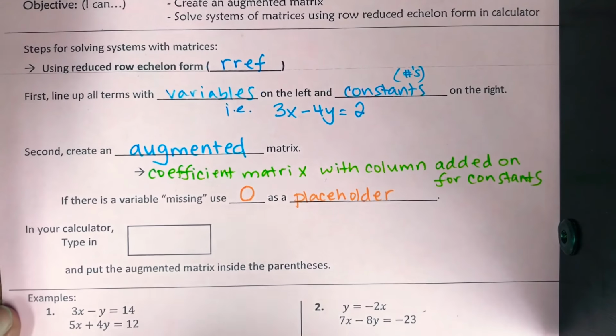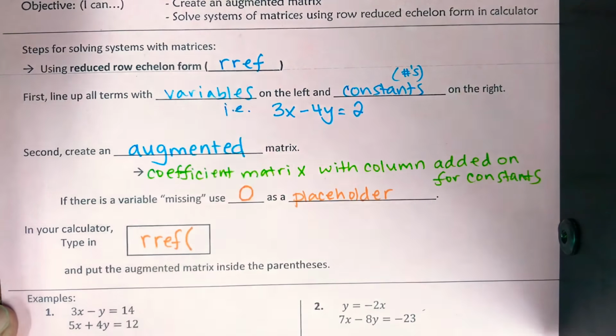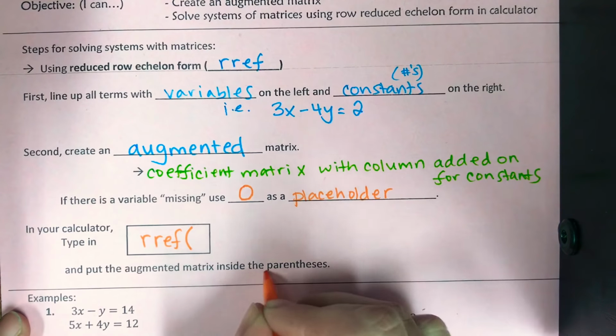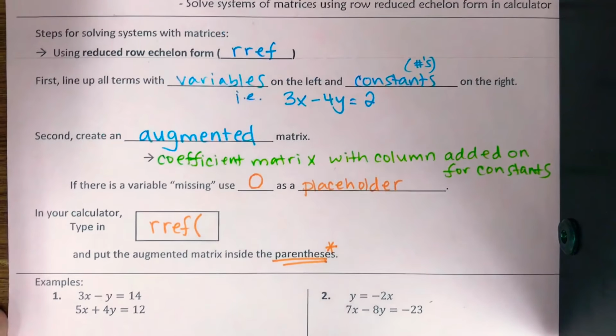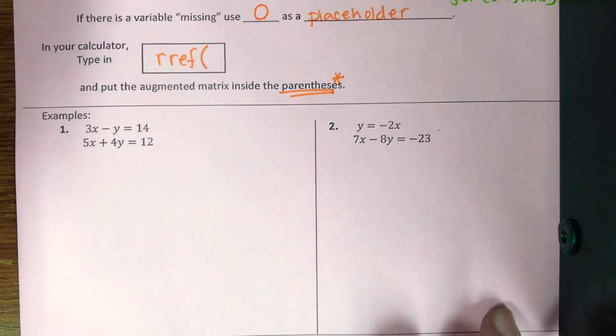And when we put it into our calculator, we're actually going to type it in as rref, and then we're going to put a parenthesis and put the augmented matrix inside the parentheses. Make sure you type in the parentheses or the calculator won't know what you're talking about. So let's go to our examples.